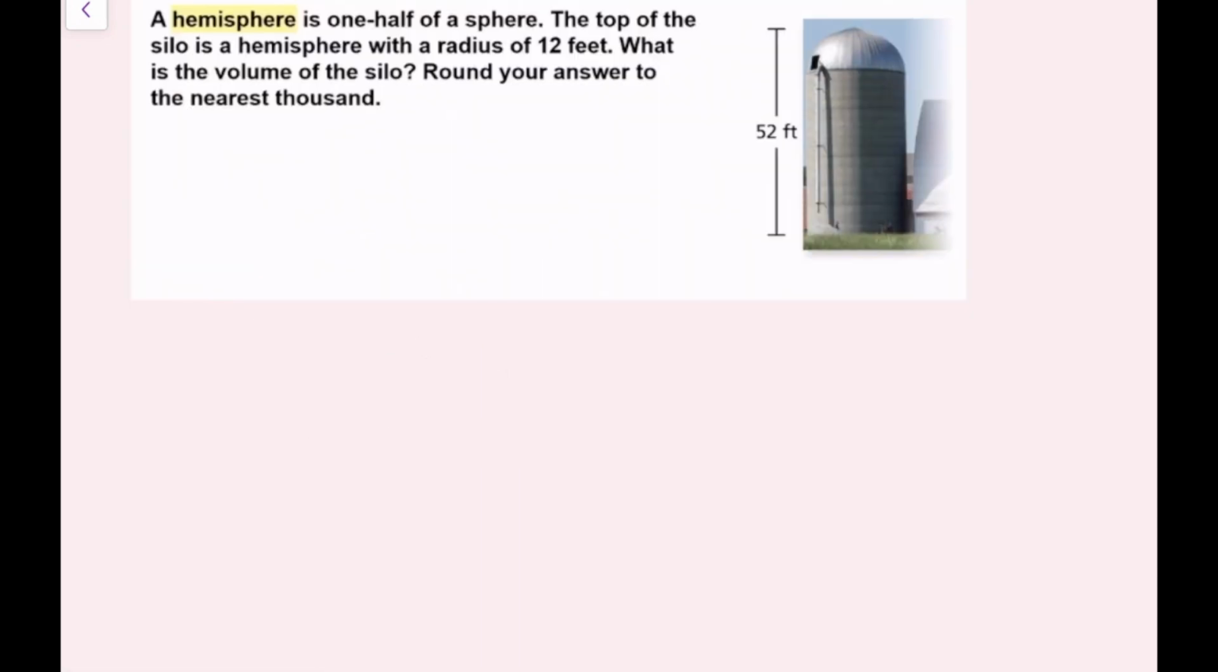All right, for this example, we have a hemisphere, which is half of a sphere, and which is the top of a silo, is the hemisphere with the radius of 12 feet. What is the volume of the silo? Round your answer to the nearest 1,000. So we have the cylinder right here. I'm going to zoom in on the cylinder.